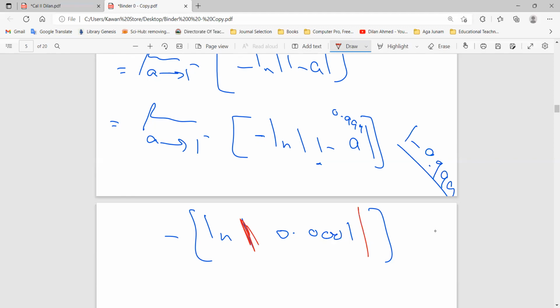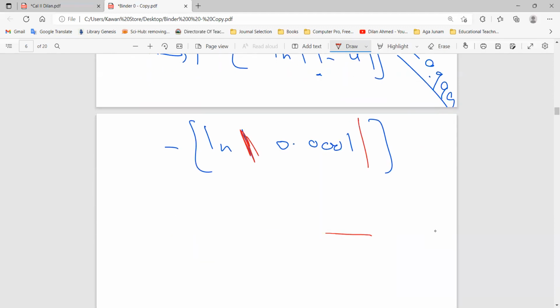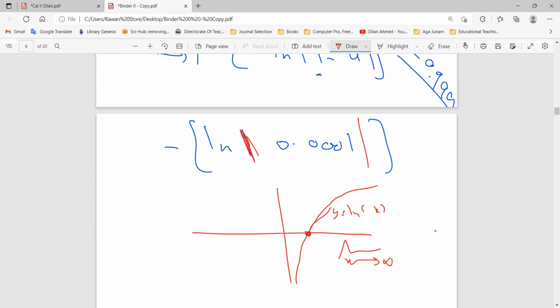No, because ln of 0 is undefined. Do you remember the image of the ln? We see that ln of x looks like that. If the limit of x approaches infinity, the limit is going to where? To infinity. Am I right?